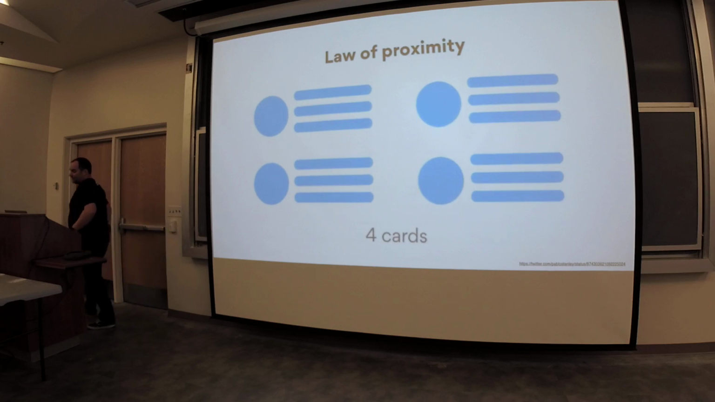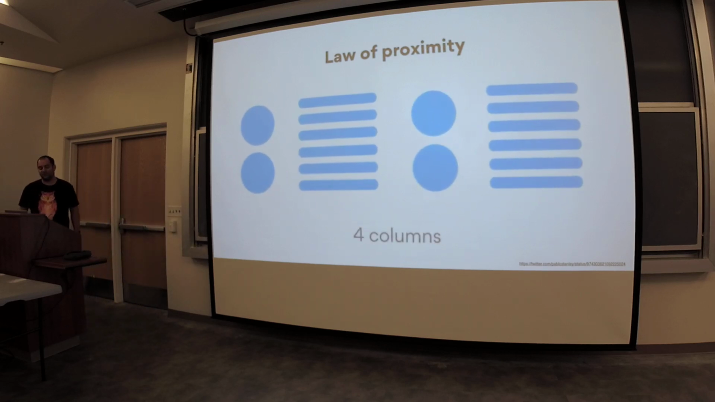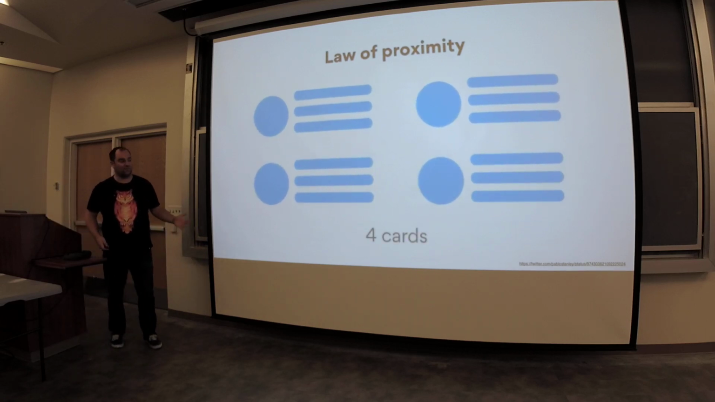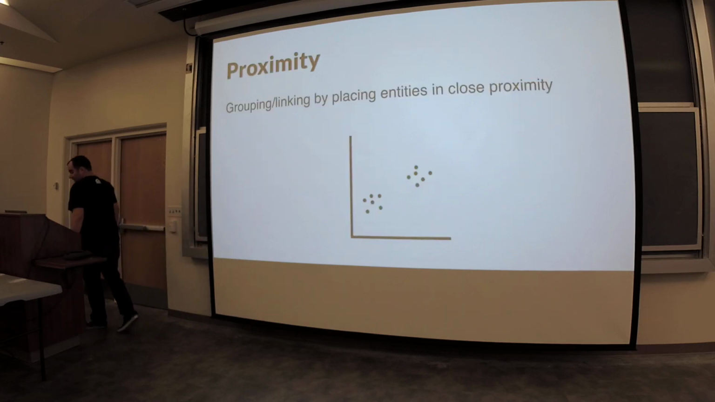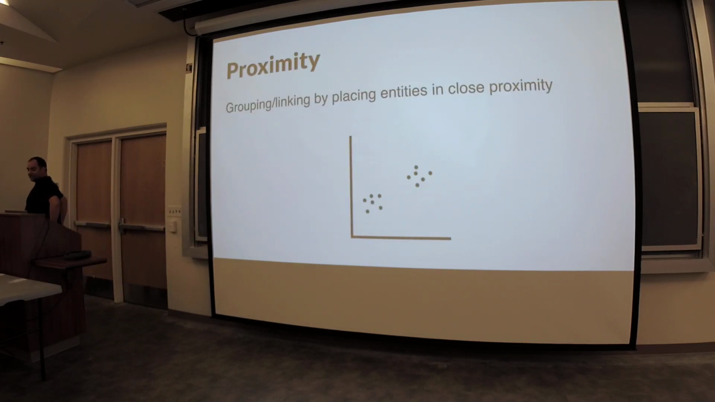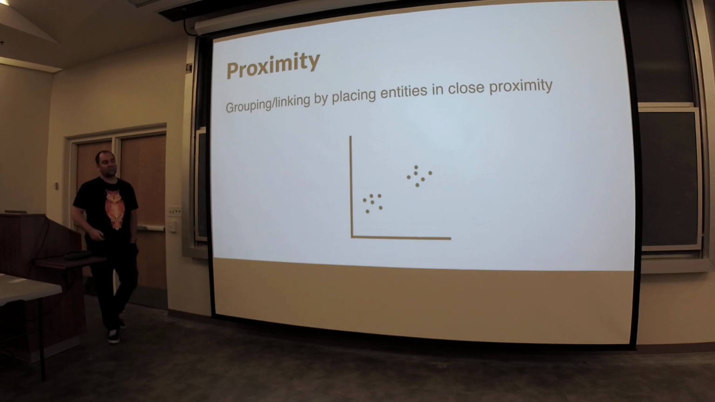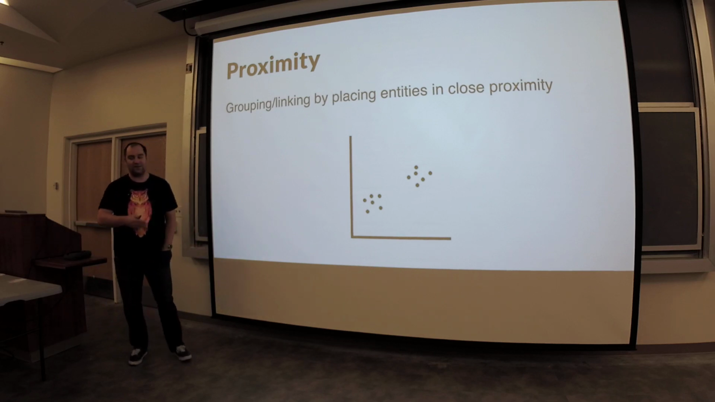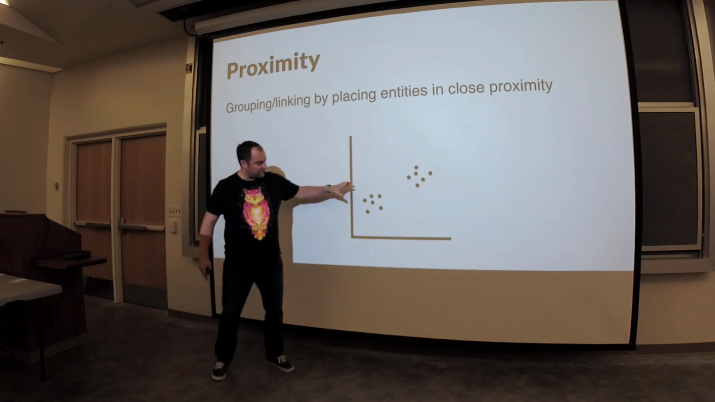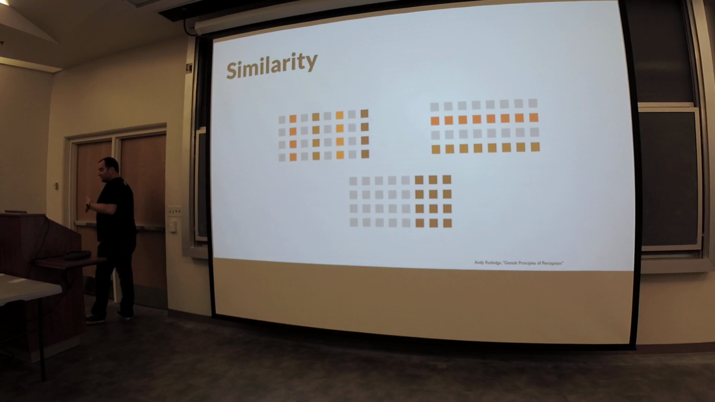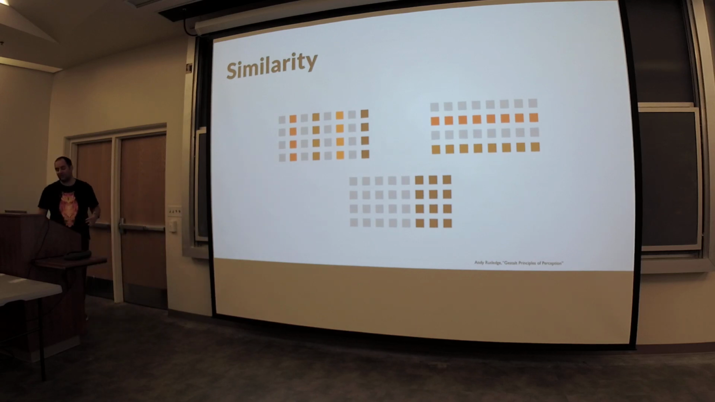And so here's an animation of how we can use proximity to change associations between 4 columns or 4 cards in this case. This is what we look for, right, when we look at patterns in data. So it allows us to group items by placing entities in close proximity. And so if this were a scatter plot where we have some data values, we would say the items that are in close proximity are similar in some way. We can use other visual attributes to express the similarity, like colors and shapes.